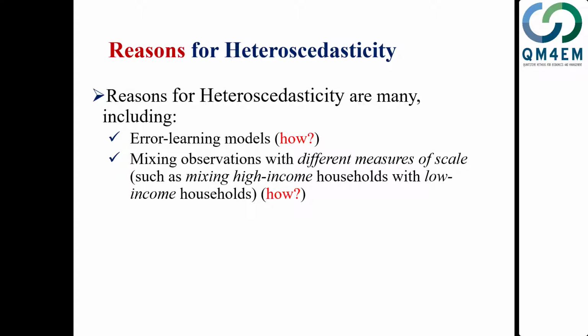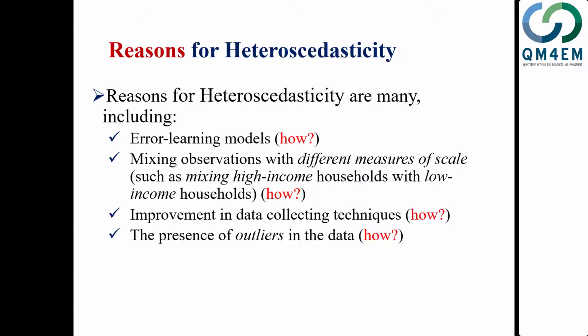We also talked about how mixing different observations that are measured on different scales can also cause the problem of heteroscedasticity. We talked about mixing high income households with low income households. Again, the example has been discussed in detail in the previous lecture. We also talked about how an improvement of data collection technique over a period of time may cause the problem of heteroscedasticity. We discussed a case of two Pakistani banks as an example.